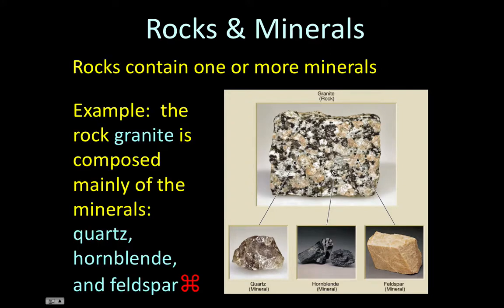So rocks are typically composed of one or more minerals. So minerals are the individual components of rocks. So for example, the rock granite is composed mainly of the minerals quartz, hornblende, and feldspar. So I'm ending the lecture here.